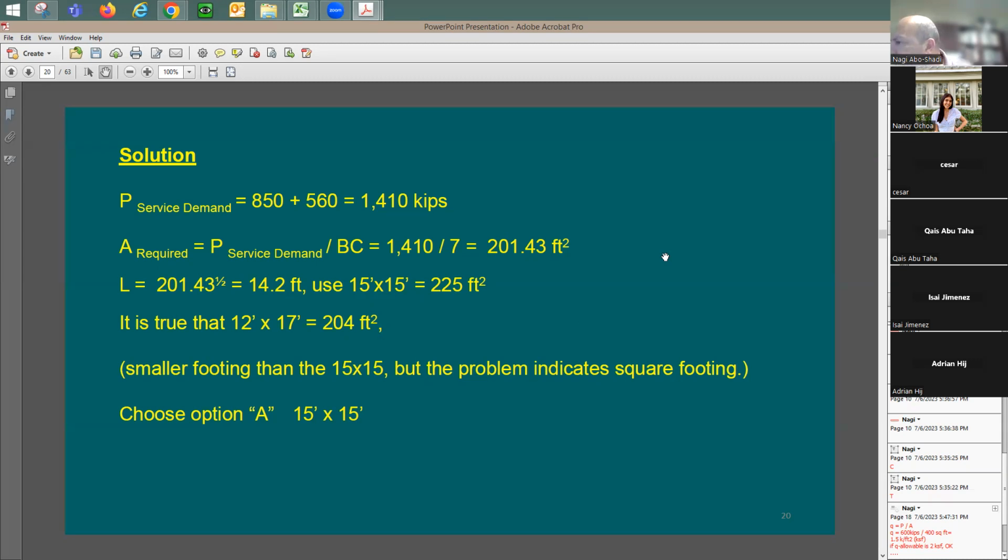Questions? Any questions? All right, I see a question here in the chat room. It says, is the footing depth determined by code, or is that something that's calculated?